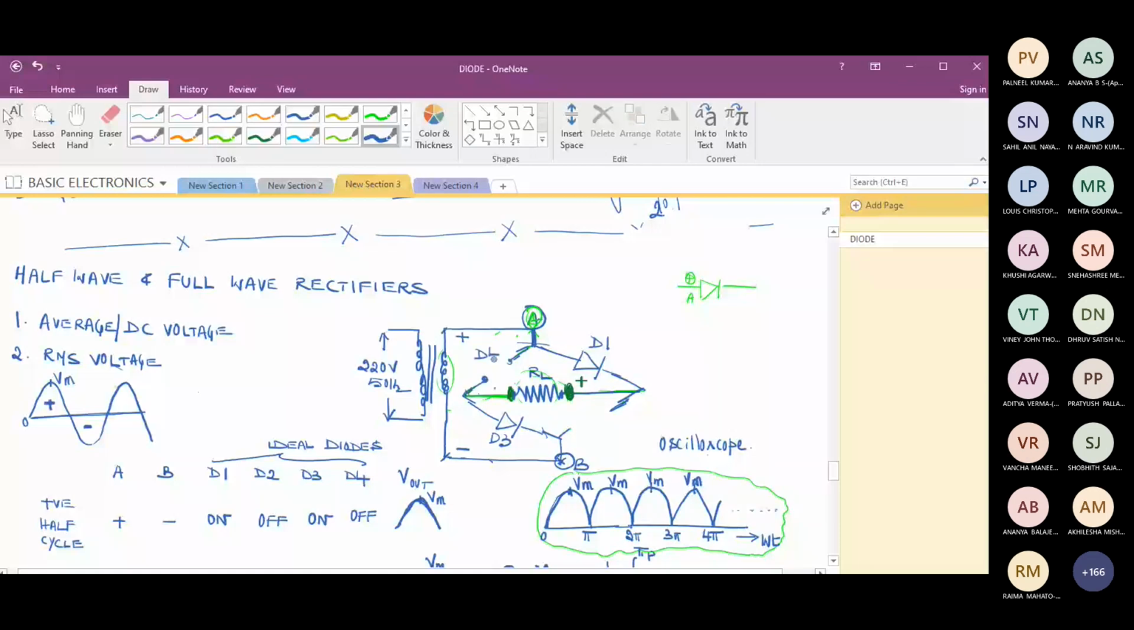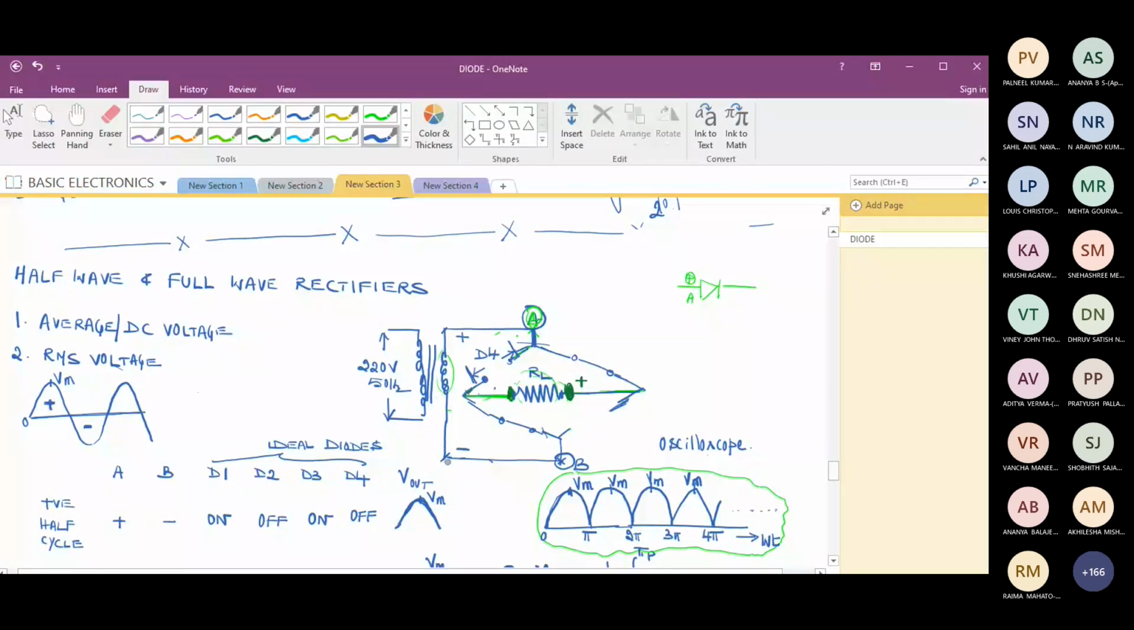Fine. Any doubts in this? No, sir. And what about the condition of these two diodes? I forgot. D1 and D3 are conducting. So I have to replace these two by short circuit. Is it fine? Yes, sir. Now, I am interested in the voltage across this diode, D4. I want to know what is the voltage across diode D4.